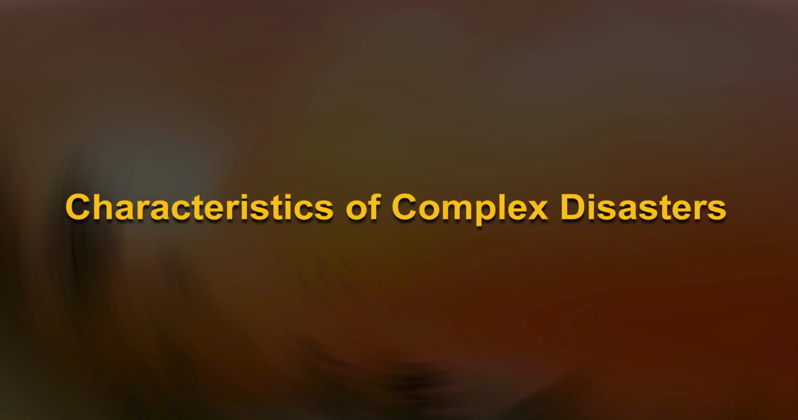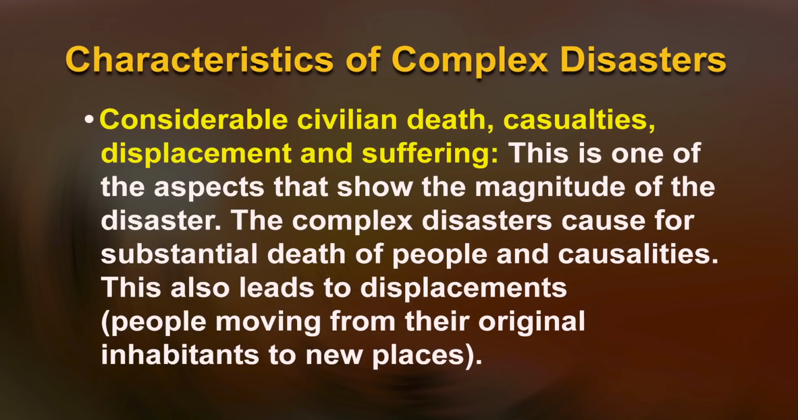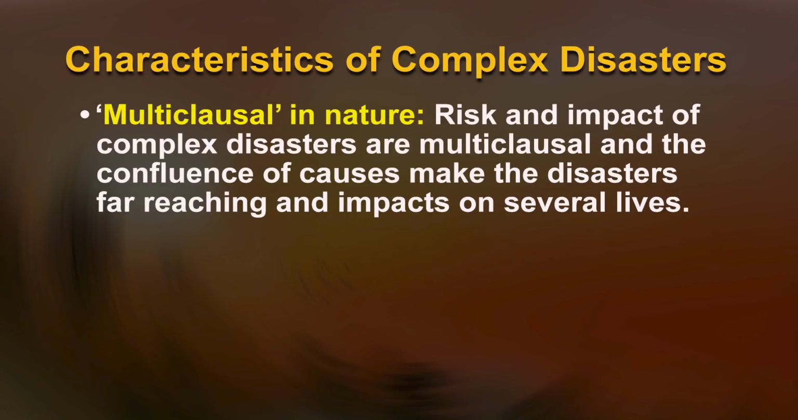Characteristics of complex disasters: considerable civilian death, casualties, displacement and suffering. This is one of the aspects that shows the magnitude of the disaster. Complex disasters cause substantial death and casualties. This also leads to displacement, that is, people moving from their original habitation to new places. Multi-causal in nature: the risk and impact of complex disasters are multi-causal, and the confluence of causes makes the disasters far-reaching and impacts several lives.